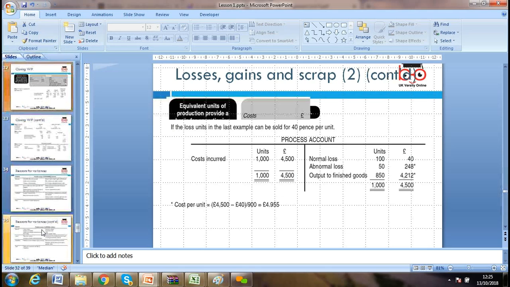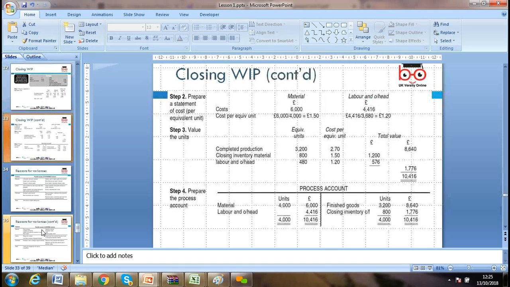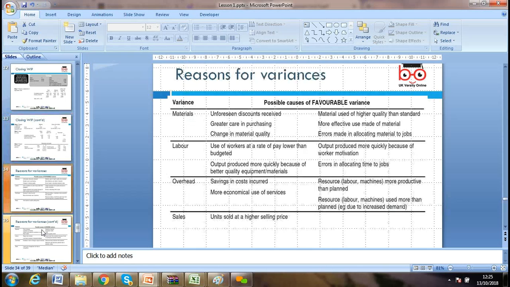So these are all examples of process costing, and we will go through some numerical questions in the next lesson. Next our discussion will be the variance. What is variance? Variance is the difference between budgeted and actual.